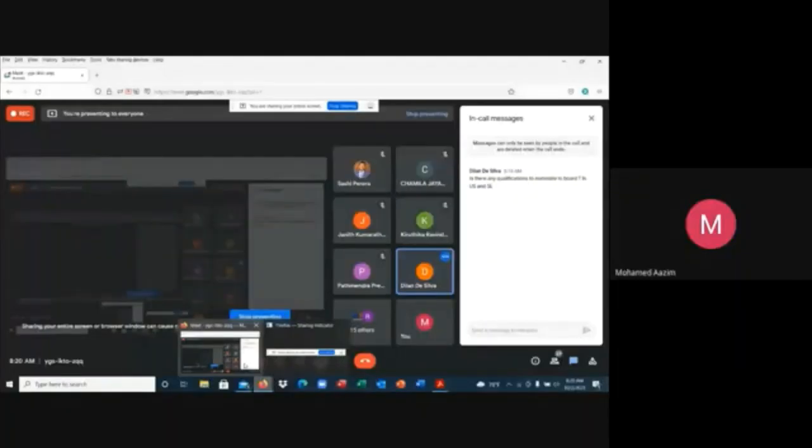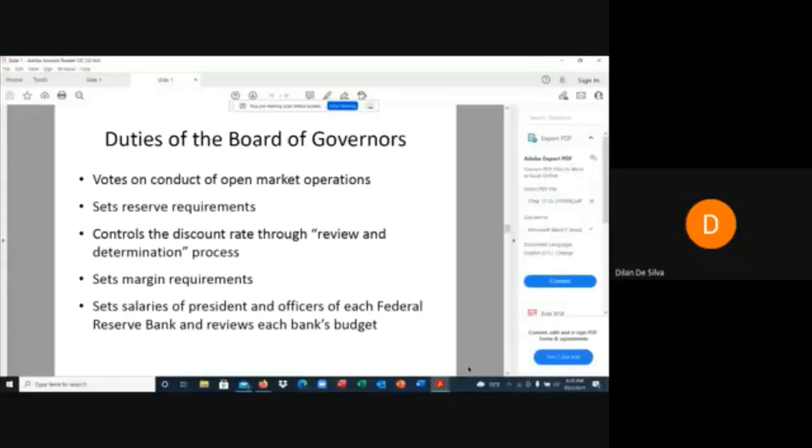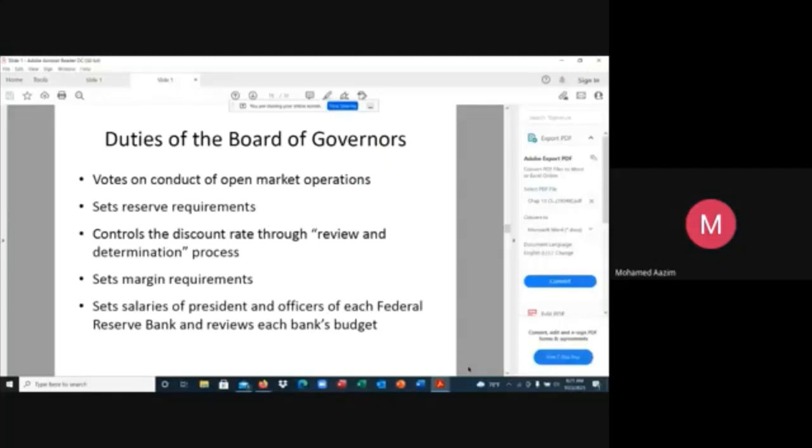Excuse me, sir. Is there any qualification to be nominated as a member, in the US or in Sri Lanka? That's a very interesting question, but unfortunately, the law doesn't specify qualifications. In the US also, there is no specification of qualifications.